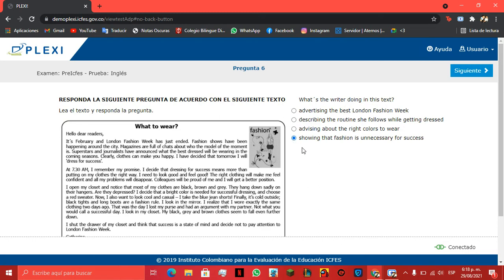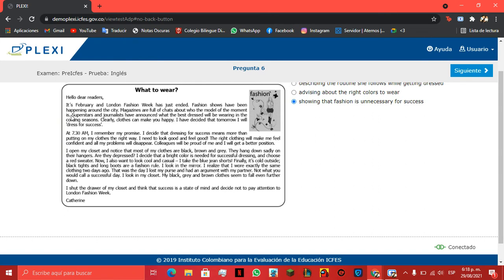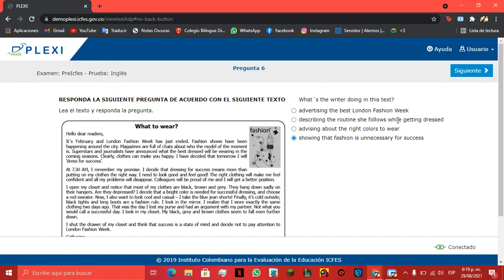It is what the writer tried to show us in all the story. Well, not the story, the text, because at the end when she realized not to put attention in the dress for success, we can infer that obviously fashion is unnecessary if you want to succeed.